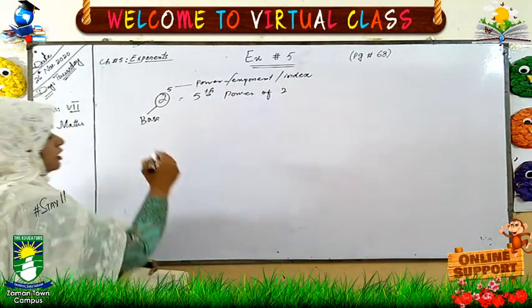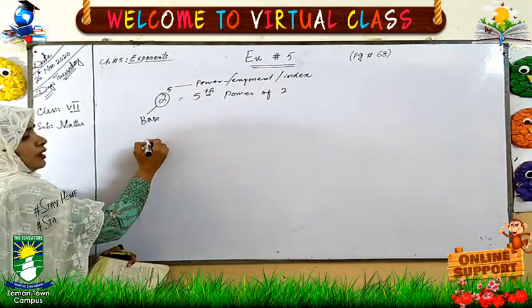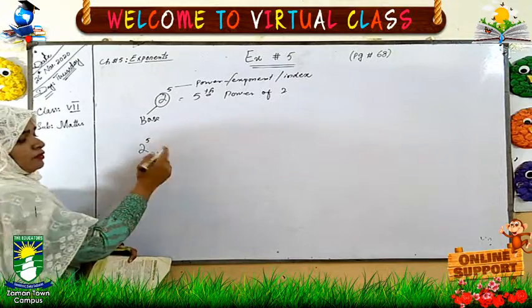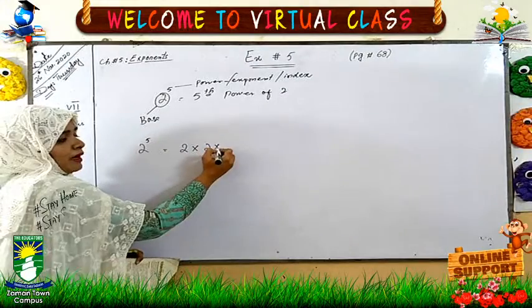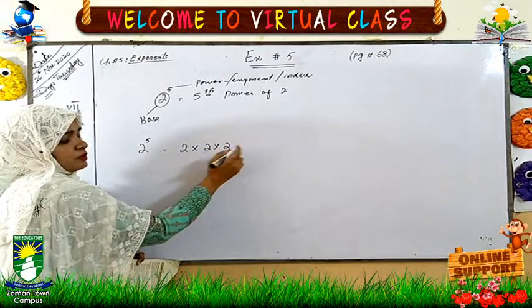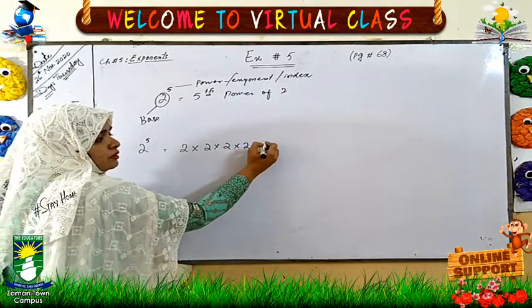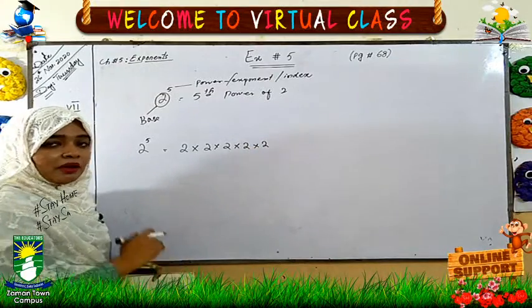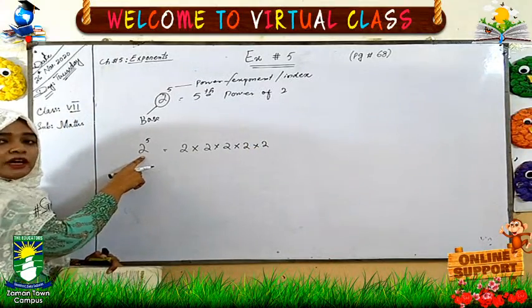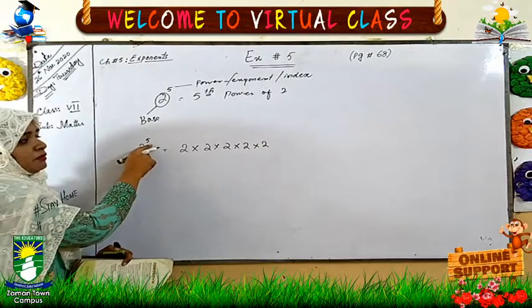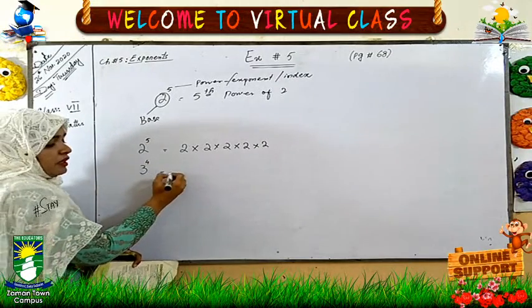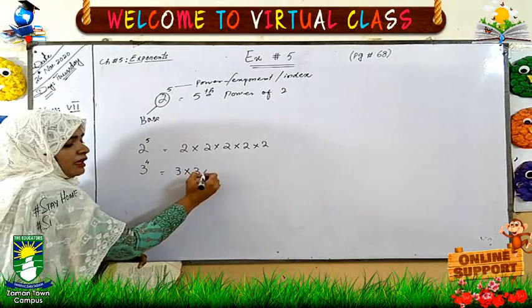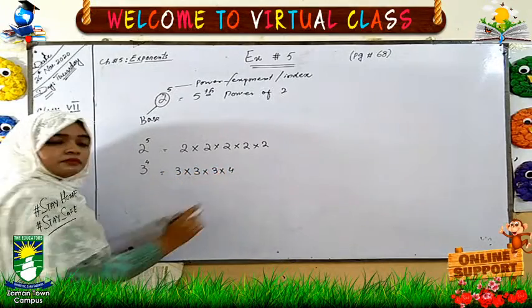What does it actually mean? It means that if you have 2 power 5, or 2 raised to power 5, then 2 will be multiplied by itself 5 times: 2, 1, 2, 3, 4, 5. Your power shows how many times the base is multiplied by itself. For example, if you have 3 power 4, it means that 3 will be multiplied by itself 4 times.